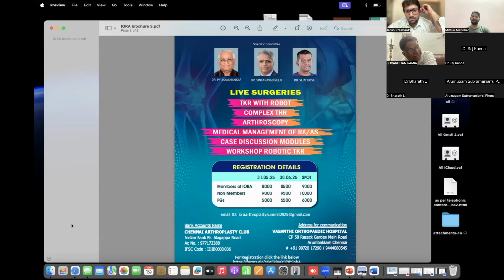That is an accentuating factor. And when you are using a navigation-based robot, the placement of the femoral component and all will be accurate. Raj Kanna has experience of both navigation and robot, and there should not be a big problem as far as the case is concerned. So thank you very much for listening. I will see you all during the 5th and 6th meeting.